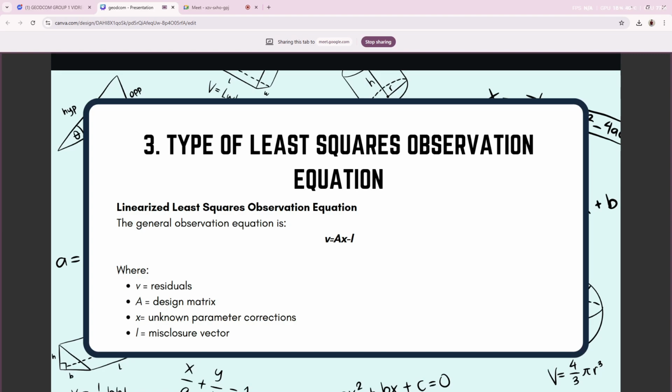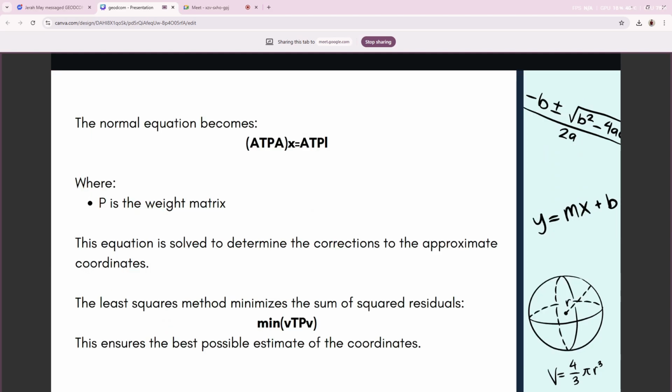This equation relates the observation errors to the corrections needed for the coordinates. The least squares method minimizes V transpose P V, where P is the weight matrix. This means that the adjustment minimizes the weighted sum of squared residuals. The method ensures that the final coordinates become the best possible estimate based on all available observations. This gives us the normal equations.